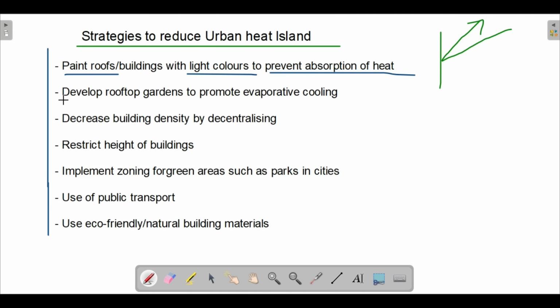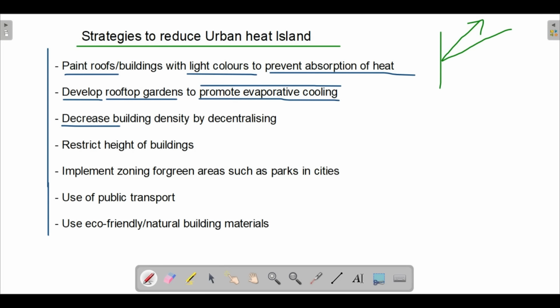Second of all, we can develop rooftop gardens to promote evaporative cooling. Okay, we need a lot of gardens, guys, and a lot of roofs are usually painted with black or dark colors. So if we could develop rooftop gardens or have gardens on top of the roofs, then that would mean promoting evaporative cooling. That would help cool down the city.